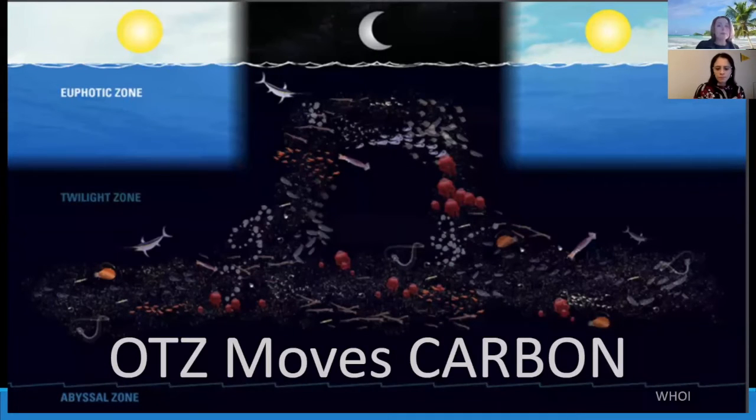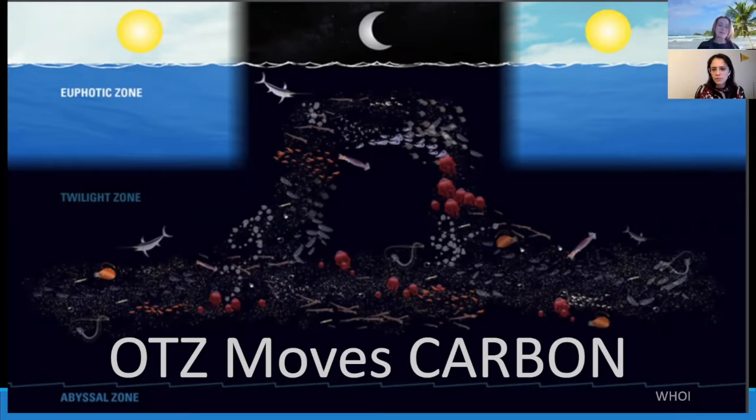One of the most important things about the mesopelagic, or the ocean twilight zone, is it moves a lot of carbon around, and it sequesters so much carbon for us that some estimates from various climate Earth system models have shown that our atmospheric carbon levels would be 50% higher than they are now if it weren't for the biological activity in this zone. Now, how does this work?